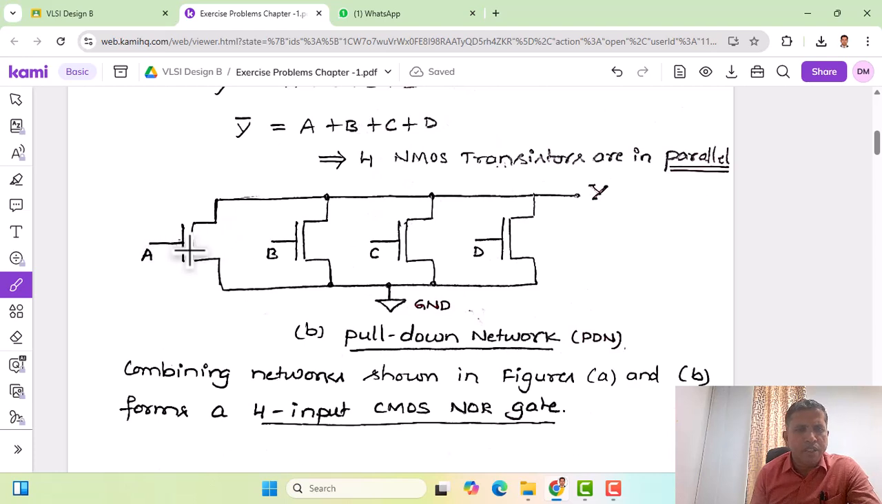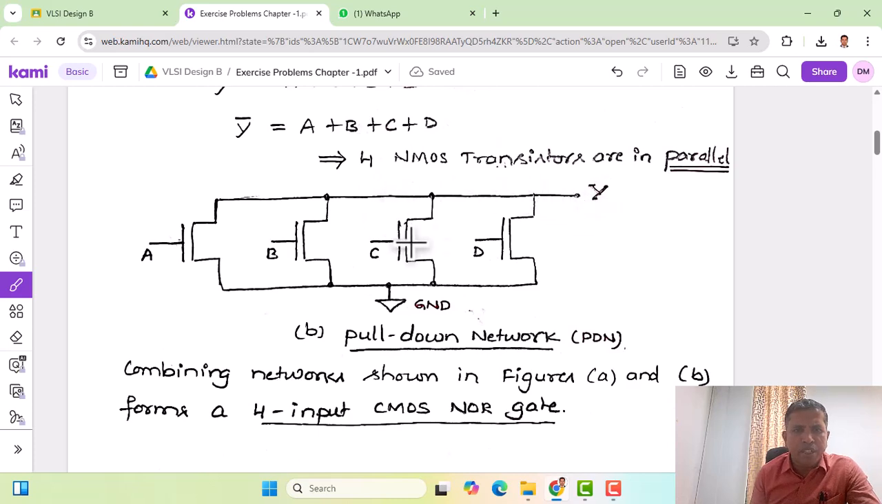So let us say here this is A, B, C, D. There are four NMOS transistors here. These are all NMOS N-channel enhancement transistors, and all 4 transistors are connected in parallel. As we can see here, there is a common point here, and there is a common point here. One end of this is connected to the ground, the other end is connected to the output Y.